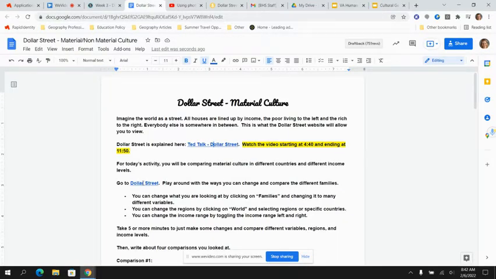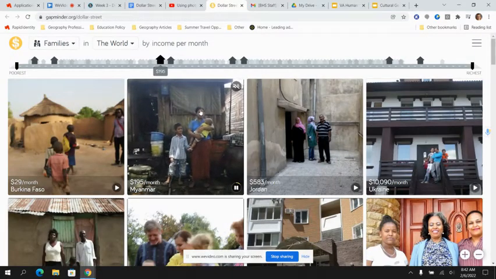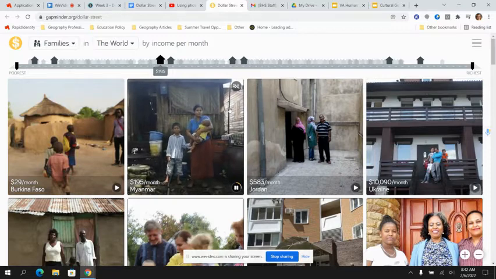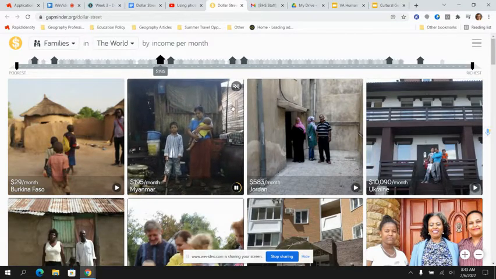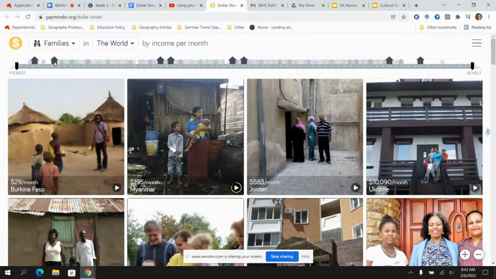So when we go to the website, we click here, and the website looks like this. So you are going to be taking a look at all sorts of pictures that were taken from around the world. And the key thing here is that you are looking at a street where the poorest people are on the left-hand side of the street and the richest people are over here on the right-hand side of the street.